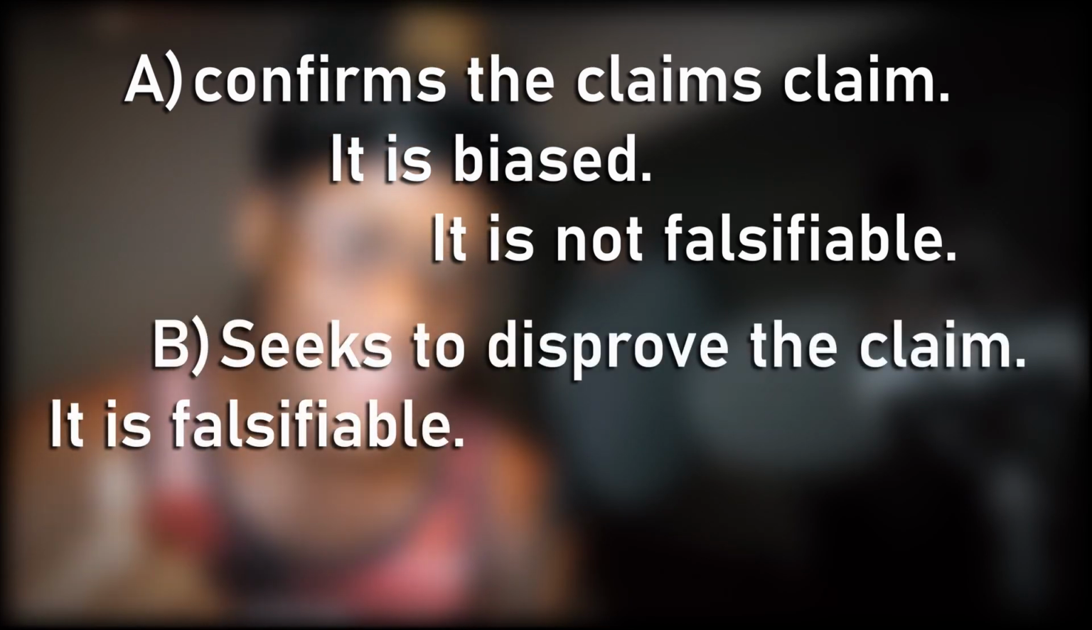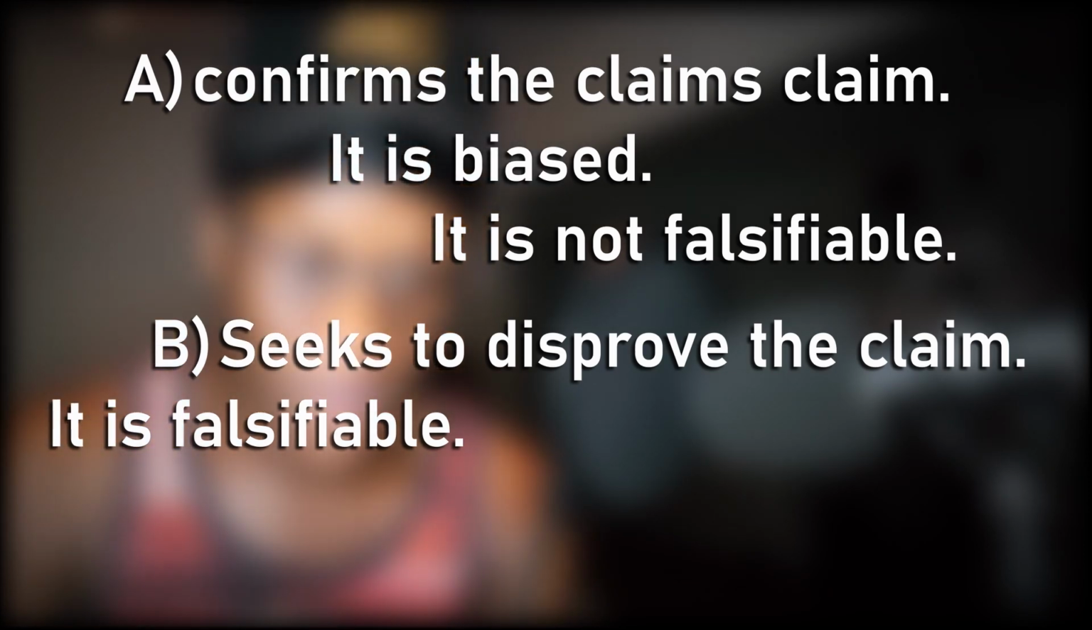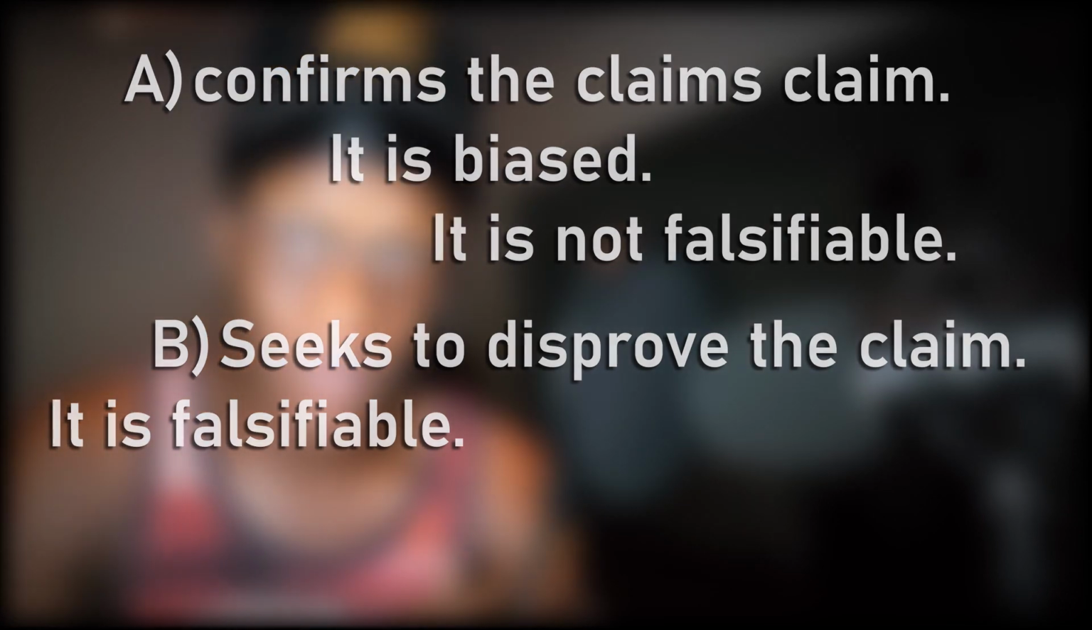Option A only serves to confirm the claim. It is biased, it is not falsifiable. But option B seeks to disprove the claim, making it falsifiable. I think I've made my point. So what's the takeaway? Check if all the beliefs you hold are falsifiable.